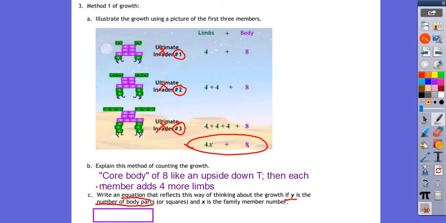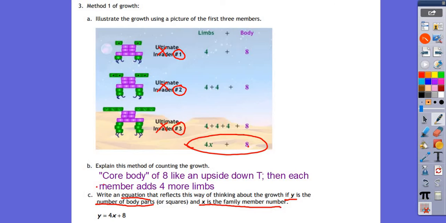So what did they say they want me to call that? Y. X is the family member number. We already have X in the problem. So how can I write this expression as an equation? 4x plus 8 equals y, or I could write it y equals 4x plus 8. Both of them are correct. Very good. Y equals 4x plus 8, or 4x plus 8 equals y. Okay?